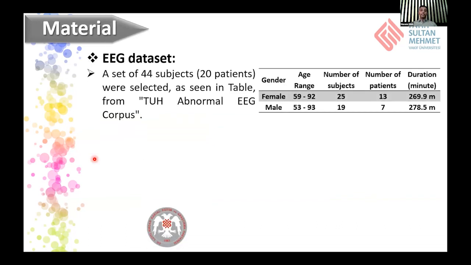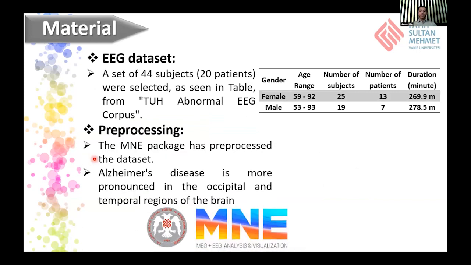So we will jump to the materials, where first the EEG model must employ a real data set to generate an artificial data set. The data set was taken from Temple University Hospital, and experts from Temple University Hospital, and also one specialist from Kartal University hospital in Istanbul, were engaged to ensure this data set contains Alzheimer's disease. A set from 44 subjects, around 20 patients, as we can see in the table, has been used.